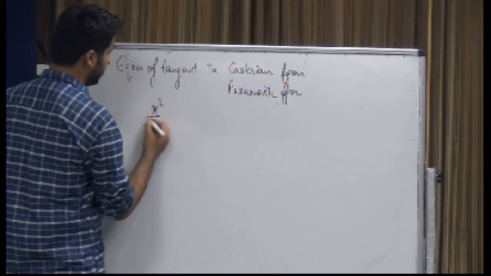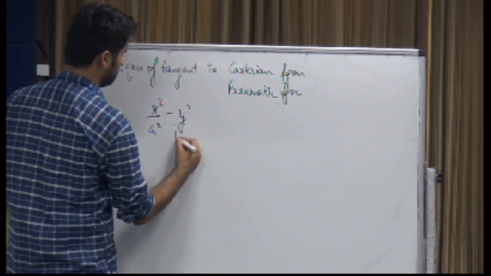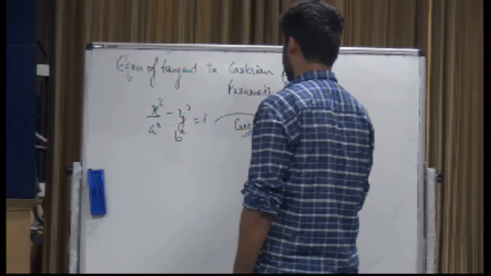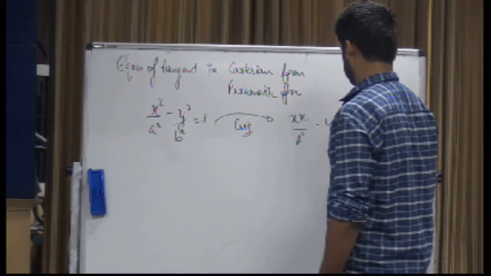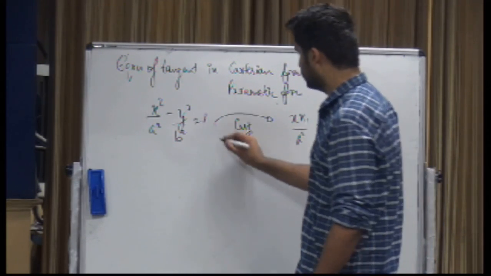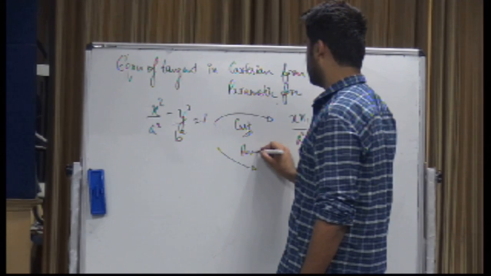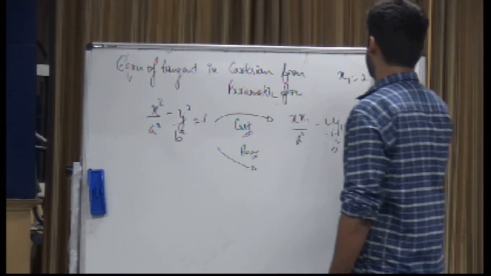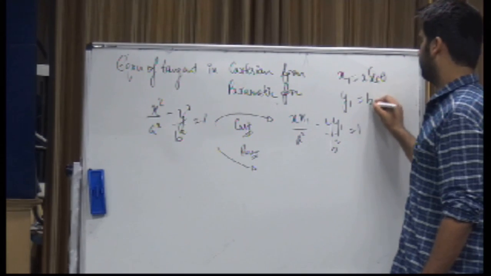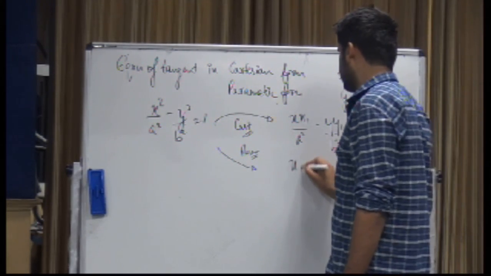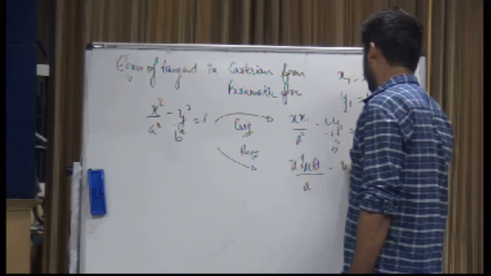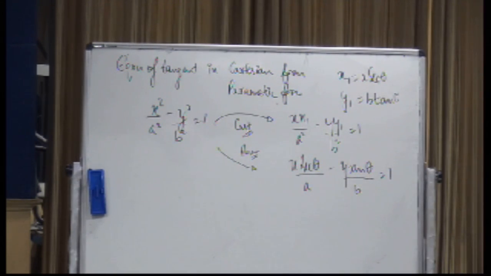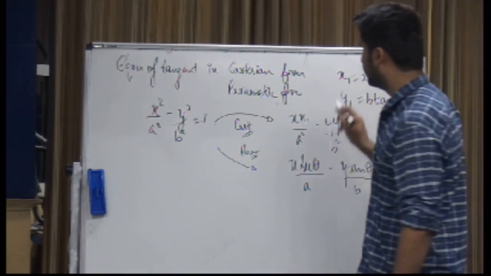So we have x square upon a square minus y square upon b square is equal to 1. So the equation in Cartesian form will be x x1 upon a square minus y y1 upon b square is equal to 1, and the equation in parametric form will be, so we'll put the value of x1 is equal to a secant theta and y1 is b tan theta. So finally we'll get x secant theta upon a minus y tan theta upon b is equal to 1. This is the final answer. So these are the equations of tangent in Cartesian form and parametric form.